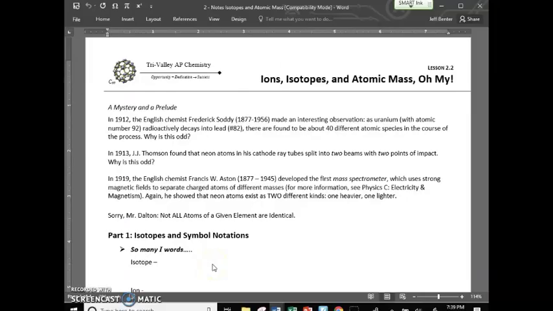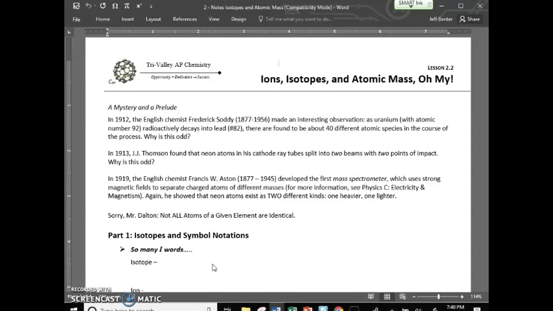Hey there, welcome to lesson 2.2, Ions, Isotopes, and Atomic Mass, oh my. In this section we will continue our study of the atom. We've already disproven one of Dalton's points in his atomic theory. We have learned that the atom is not the smallest particle of matter after all. There's actually smaller things inside the particles called electrons, protons, and neutrons. Let's see if we can disprove anything else.